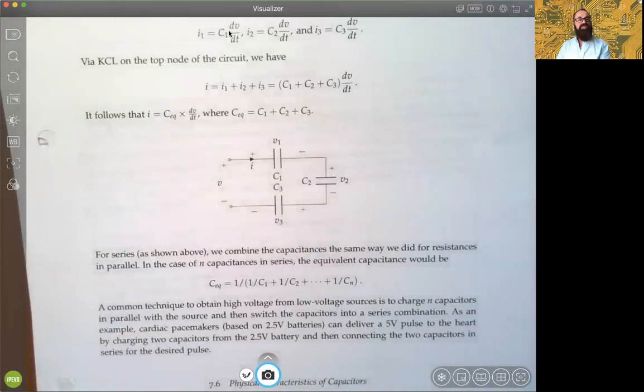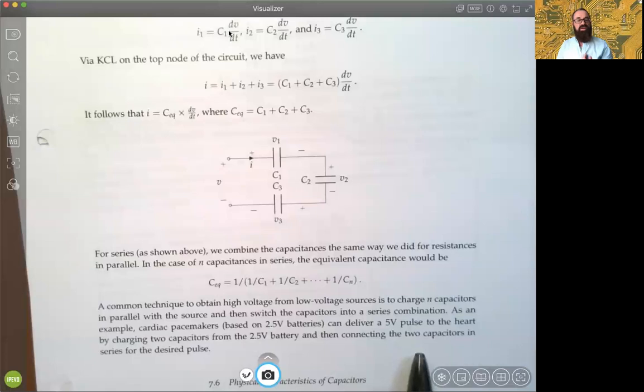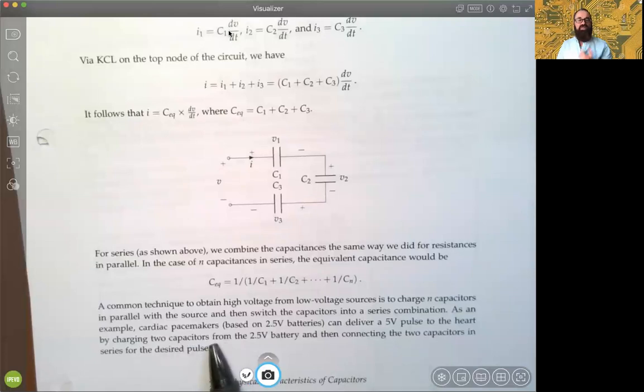And that's a very common technique used in, say, cardiac pacemakers, because you cannot have real high voltage from their batteries since it's in the body, but you could deliver up to a 5-volt pulse to the heart, right, by switching the capacitors from a parallel to series configuration, all right, to get the desired pulse rate for the heart. So this is a very common way to generate high voltage when you only have low voltage sources, just playing this game of charge in parallel and distribute it in series, okay?